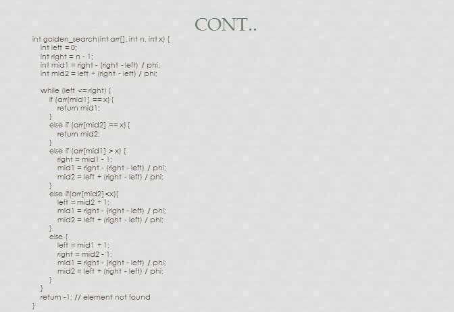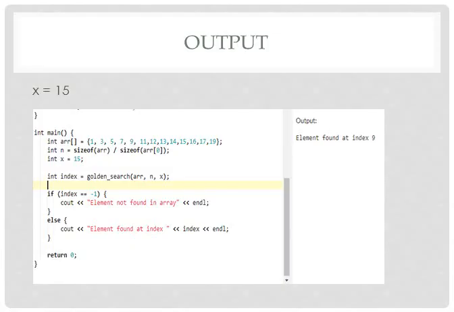That means we eliminate the portion to the right side of mid1 and compute mid1 and mid2 for the next iteration. Similarly, if arr of mid2 is less than x, we eliminate the left side portion and compute mid1 and mid2 for the next iteration. Else we search between mid1 and mid2. If the element is not found, we directly return -1. So this is how we can efficiently search for an element in a sorted array using the golden section search algorithm.